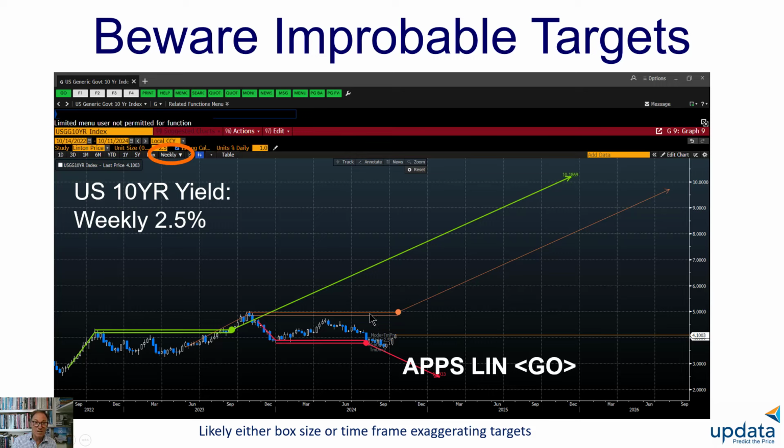If we make new highs in the US bond yield, you might start to think about those long-term targets, but we've got a downside target as well. So it's likely that either the box size or the time frame is exaggerating the targets. Look to the daily and see where the intermediate targets are.